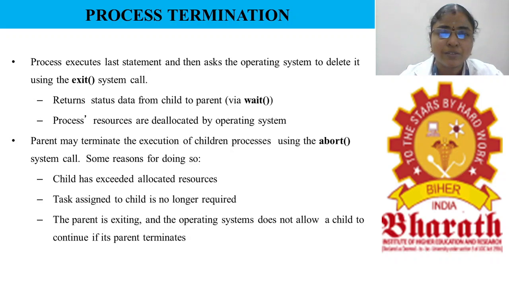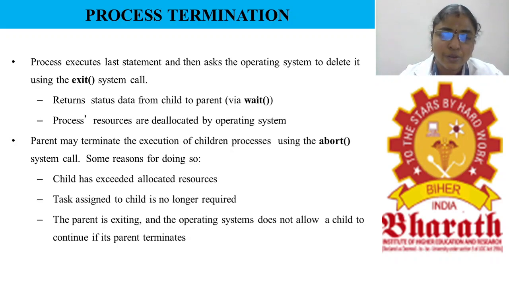The next one, process termination. A process executes its last statement and then asks the operating system to delete it using the exit system call. It returns the status data from the child to the parent via the wait system call. Process resources are deallocated by the operating system. The parent may terminate the execution of the child process using the abort system call.